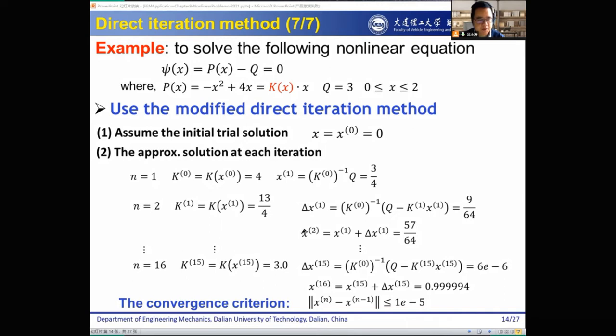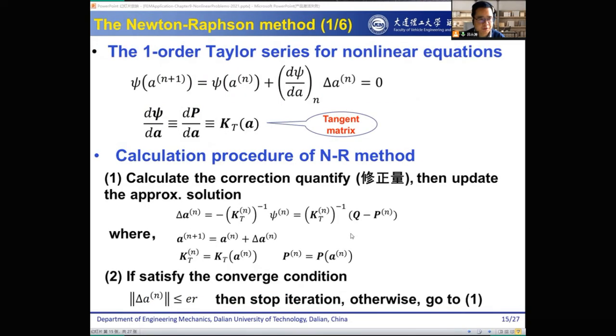If you don't understand completely, please follow the slides after the lecture to get the idea of the direct iteration method. The direct iteration method is used a lot in FEM software. So whenever you do your own coding, sometimes you need to use the direct iteration method to solve nonlinear problems, to solve nonlinear equations.